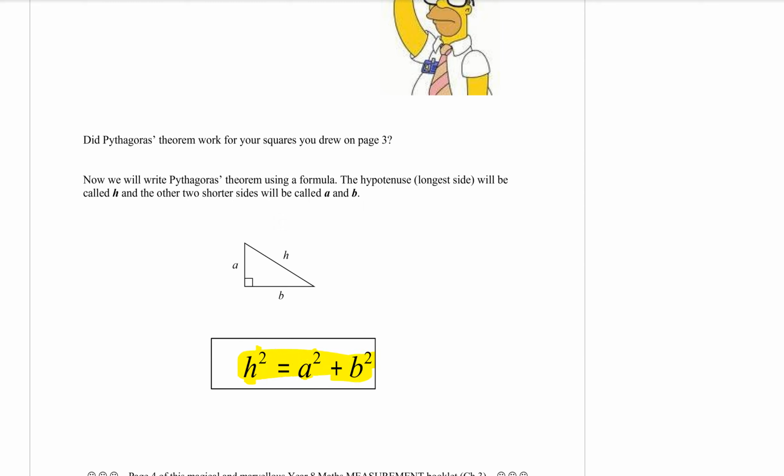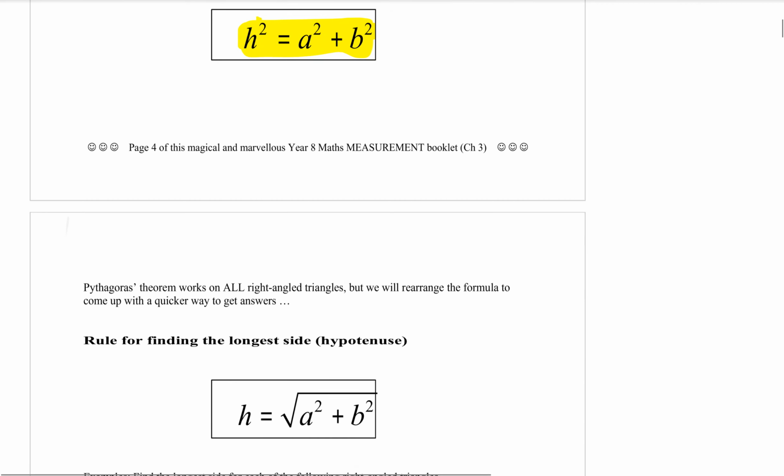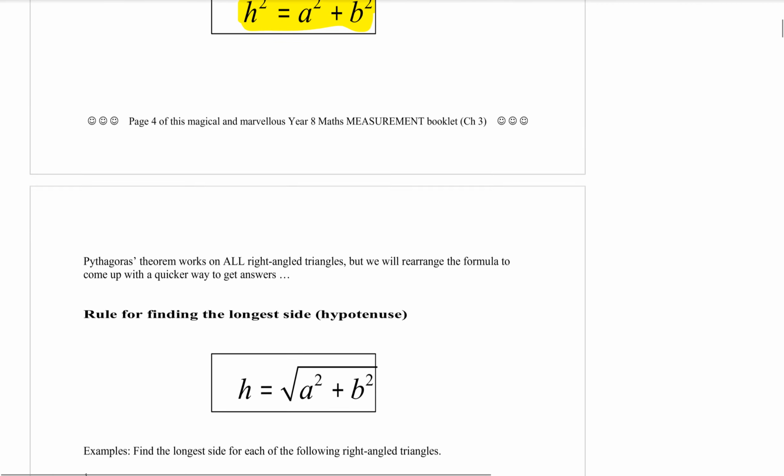Now, some teachers, some schools only ever use that formula. The trouble with that formula is that you want to get an H or an A or a B all by itself. You don't want to have those squares in there all the time. So to make things easier, we can actually rearrange that formula. On the next page, here it is here. Actually, I'll show you first.